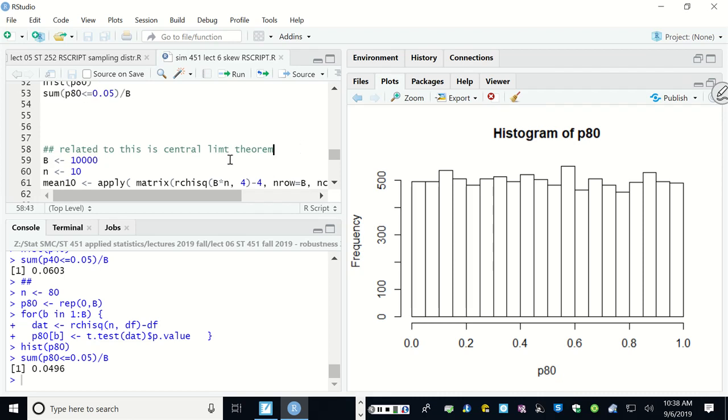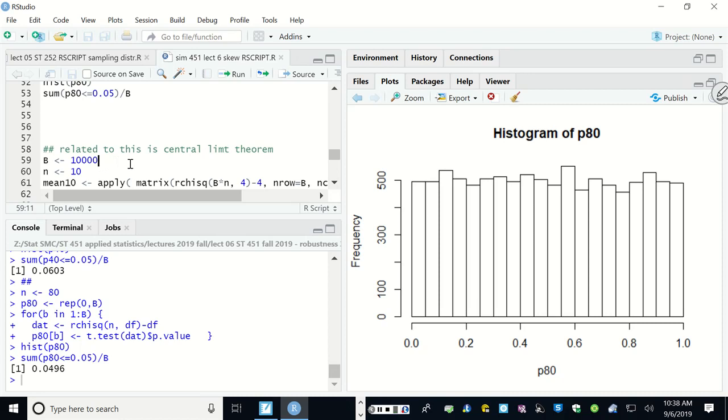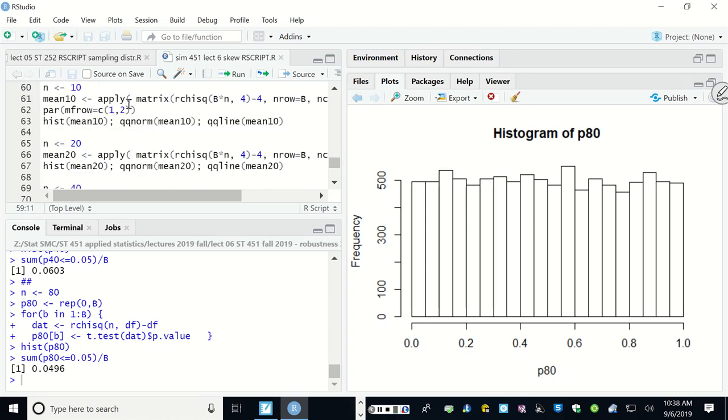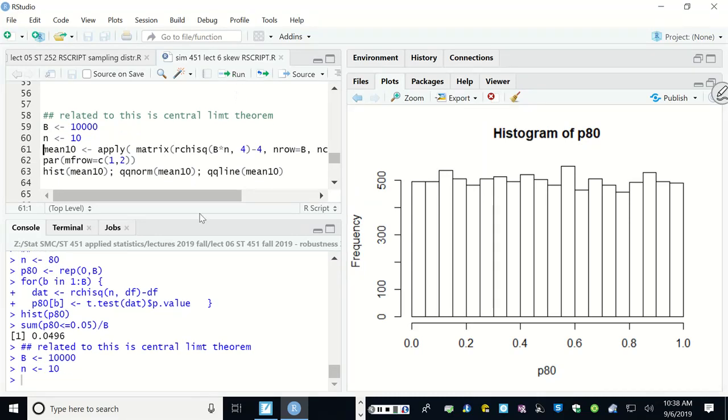And this is related to the central limit theorem. So I'm just going to generate averages, 10,000 averages, and I'm going to try to do it efficiently in terms of the code. I'm going to generate 10,000 samples, each of size 10, so 100,000 observations from that. Subtract 4 from each, so that puts it at 0. And I'm putting it in a matrix with 10,000 rows and 10 across, and this apply command then takes the averages for each row. So it's going to give me quickly 10,000 averages.